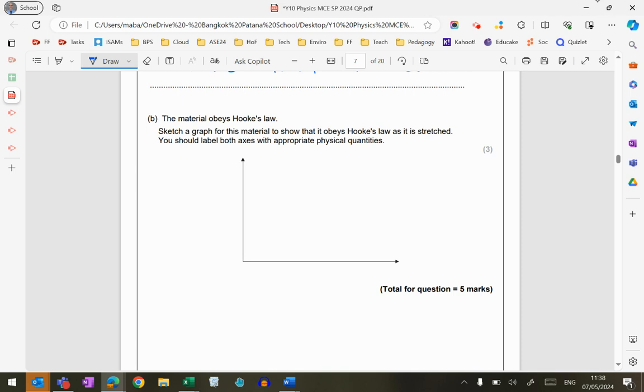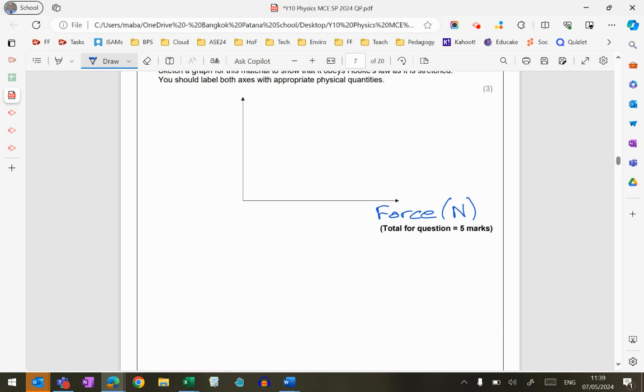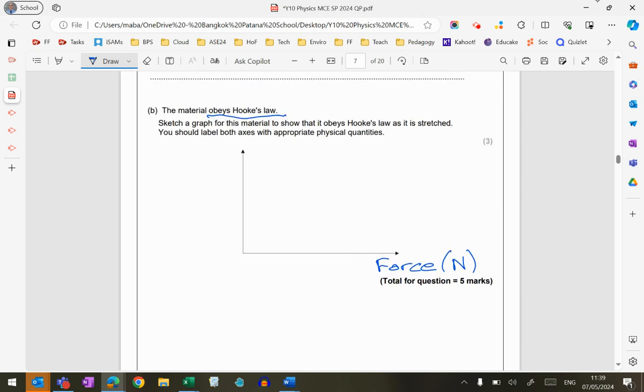Okay, so it tells us that a material does obey Hooke's law, and sketch a graph for this material. So we've definitely got force on one of the axes, haven't we? Because that's the load that we're putting on there. And if you remember the experiment, we might be measuring the length of the spring, but before we plot that, we use the final length minus the initial length to calculate the extension of the spring, and then that goes on the other axis.